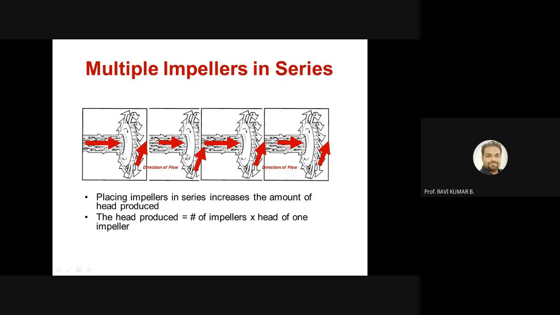And in some cases we have even seen applications where multiple impellers are being used in series. So placing multiple impellers in series increases the amount of head produced at the end. Head will not be produced within the impeller. The moment your kinetic energy comes in contact with the volute casing, the head will be produced. So you can say the head produced is equal to the number of impellers, how many impellers you are using, into the head of one impeller. Like that you can find out the total head produced by the combination of all these impellers.